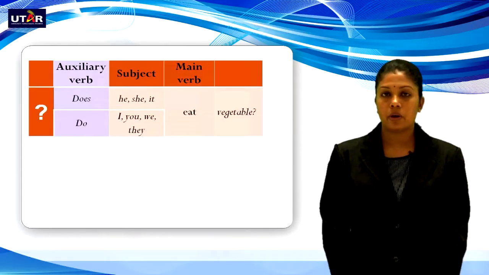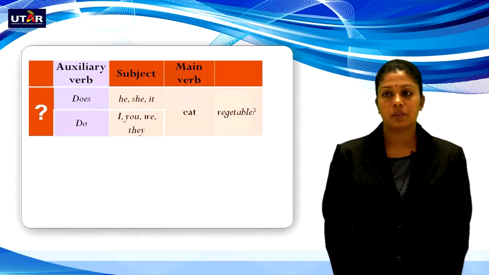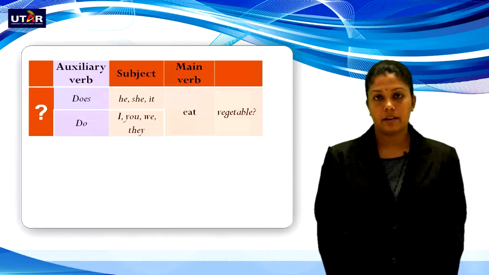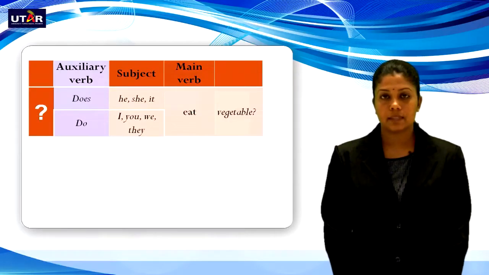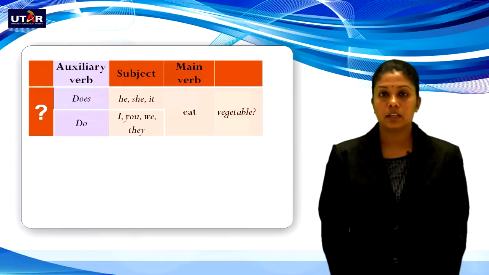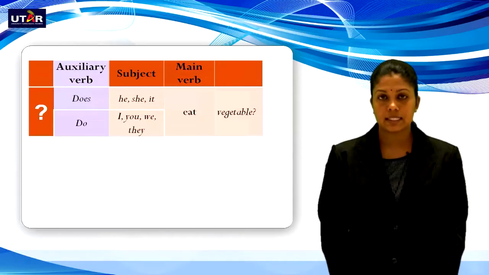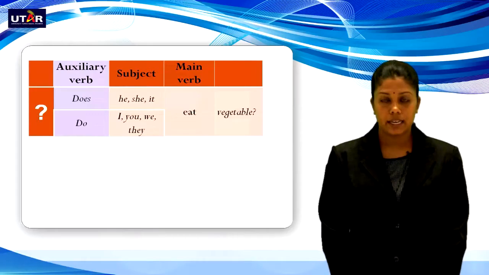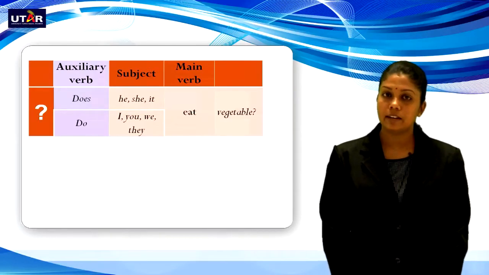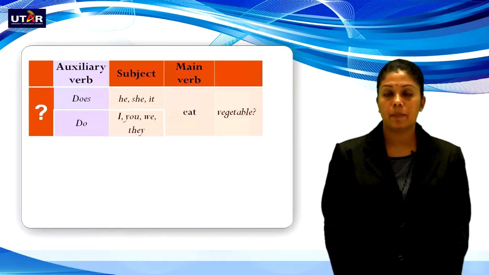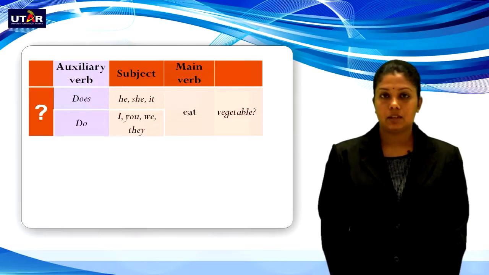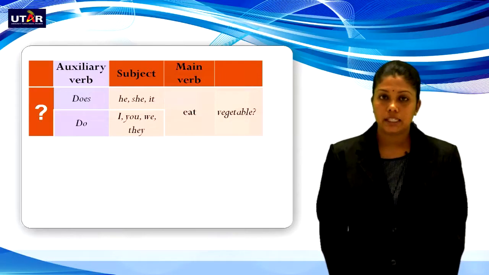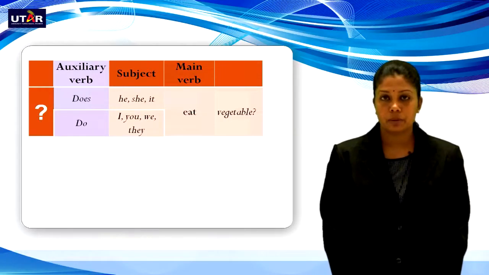Now let's move on to the question form. We start the question form with auxiliary verb do or does. So for singular subject, we use does. Does he, she, it? Again, since we used auxiliary verb does, we use the main verb eat, which is a base verb. So does he, she, it eat vegetable?